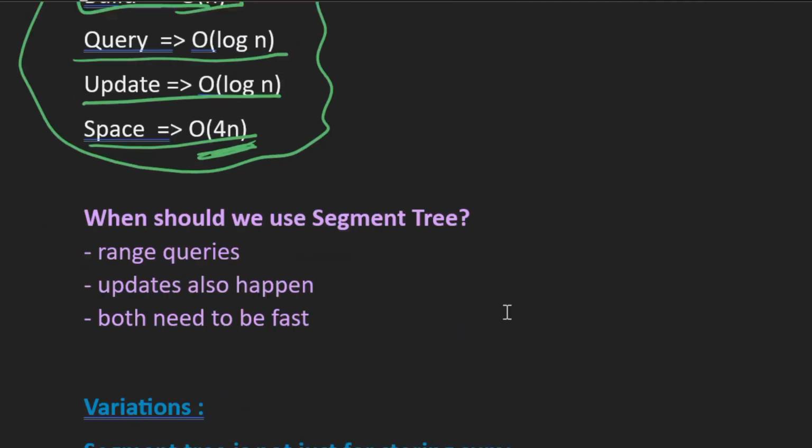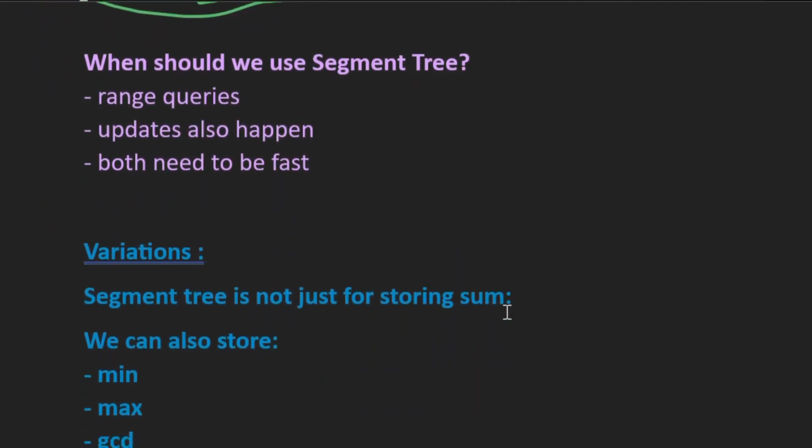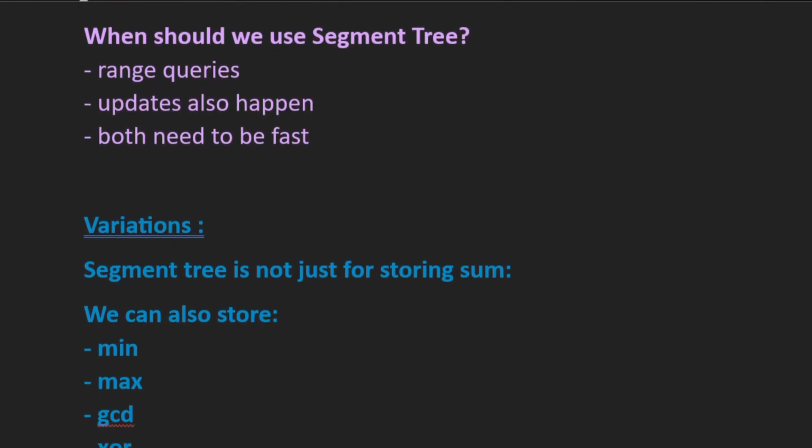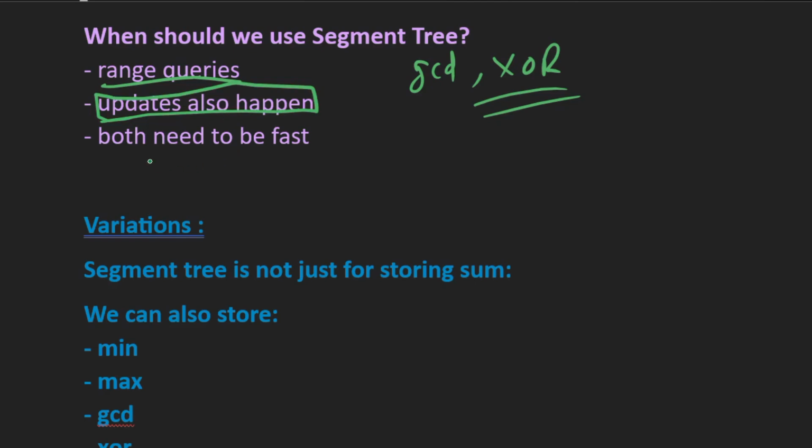Now the question comes, when do we use a segment tree? When we are asked for range queries, either finding the sum in a range, finding the minimum of a range, finding the maximum of a range, finding the GCD of a range, or finding the XOR of a range. If we are asked for range queries, and updates happen in between the queries, and both update and queries need to be fast, in that case we use a segment tree.